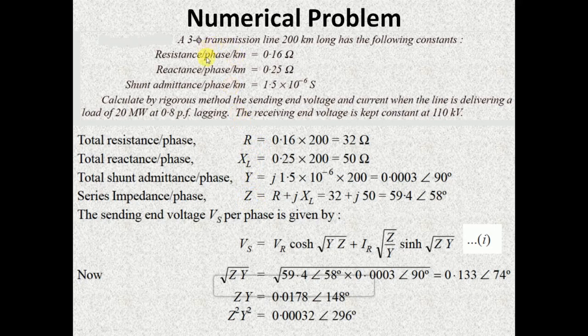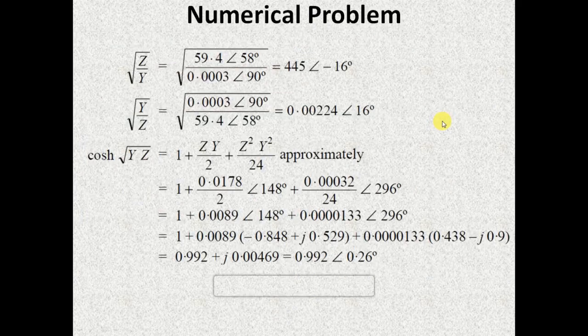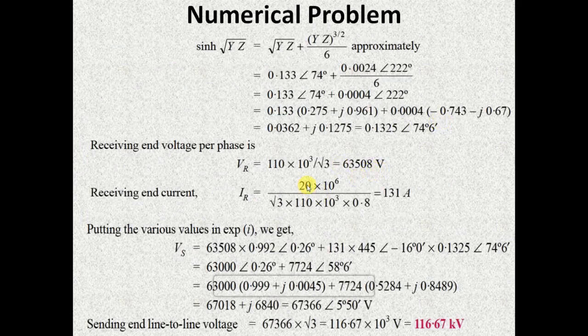In this problem, nowhere is the three-phase connection mentioned, so we will assume the connection to be a star one. The receiving end voltage is given as 110 kV. This voltage which is mentioned is actually the line voltage. As we are always doing the analysis per phase, in order to obtain the value of VR, we have to divide this by root 3. That is very clearly given here. And in order to determine the value of IR, we will use the relation root 3 VL IL cos phi, from which we will be able to find the value of IR as 131 ampere.